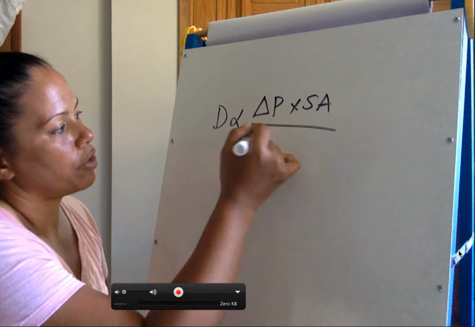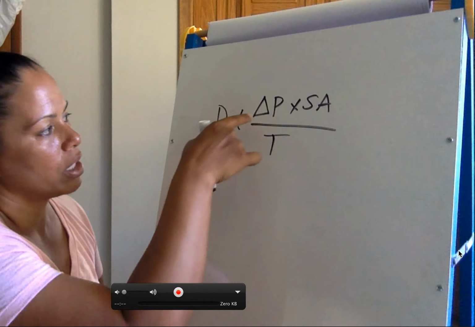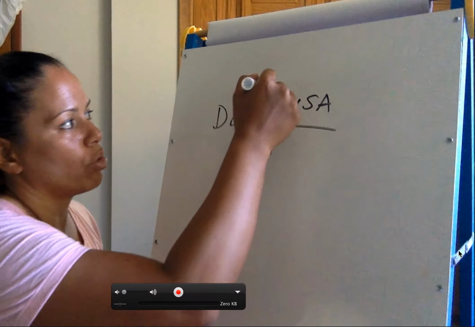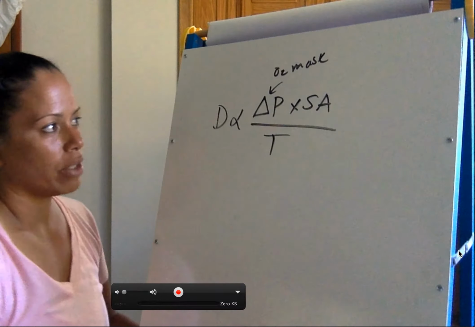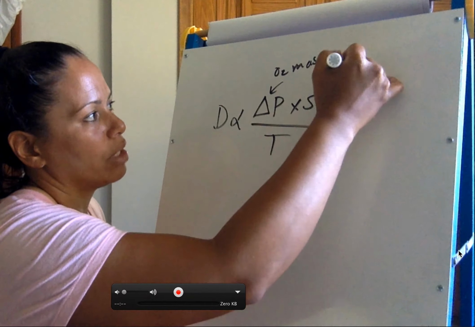Well, diffusion of oxygen depends on the pressure difference, right? So I can give you an O2 mask. What about SA, surface area? Well, that could be a destruction of an emphysema.